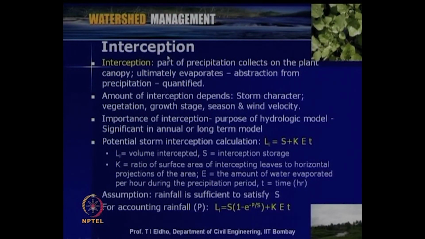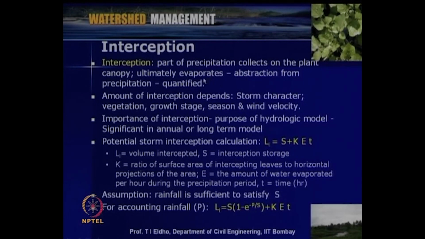So, now the first one is when the rainfall takes place. First thing that can happen is that within the watershed, vegetation will be there, large or small or medium type trees. So, first what happens is that the leaves and the trees themselves catch some of the rainfall. So, interception means the part of the precipitation collects on the plant canopy, that is so-called interception. This intercepted water ultimately evaporates and goes to the atmosphere, and some of the intercepted water may be absorbed by the plant also, but that will be a very minor percentage, but most of the water will be going back to the atmosphere as evaporation from the plants.